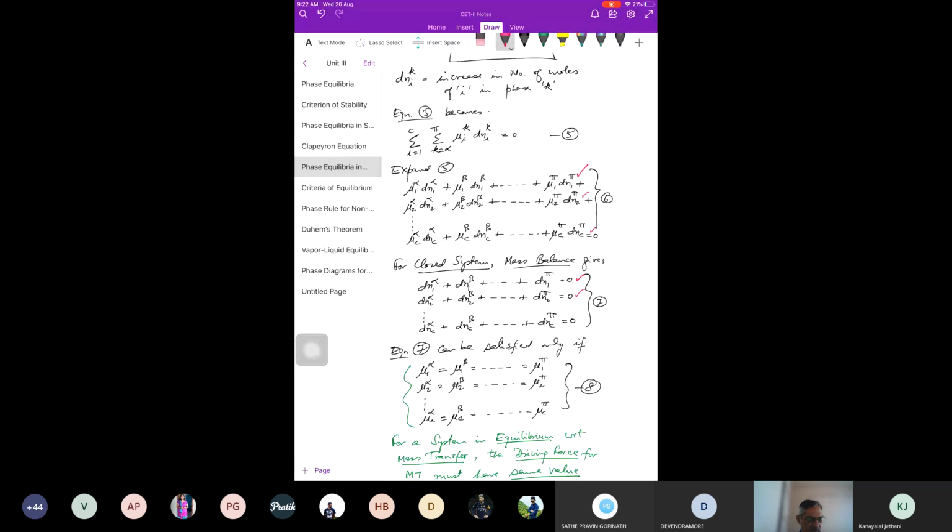You can write for many components, 3, 4, 5, etc., up to component C. So dn for component C in alpha phase plus dn for component C in beta phase up to dn for component C in pi phase. So for component C, again there is no change in the total number of moles in the system.